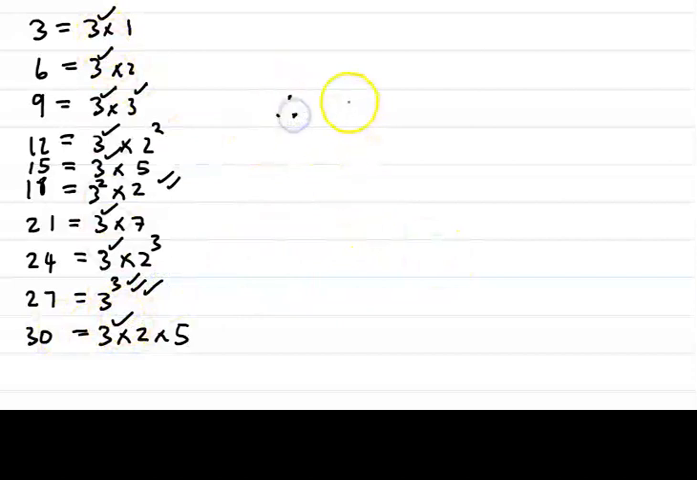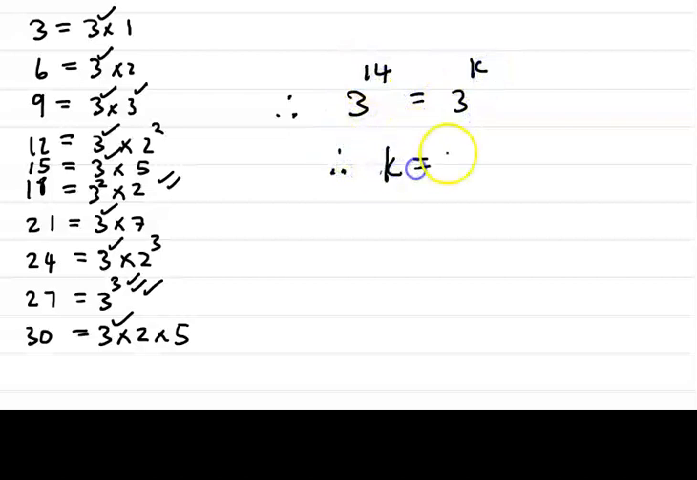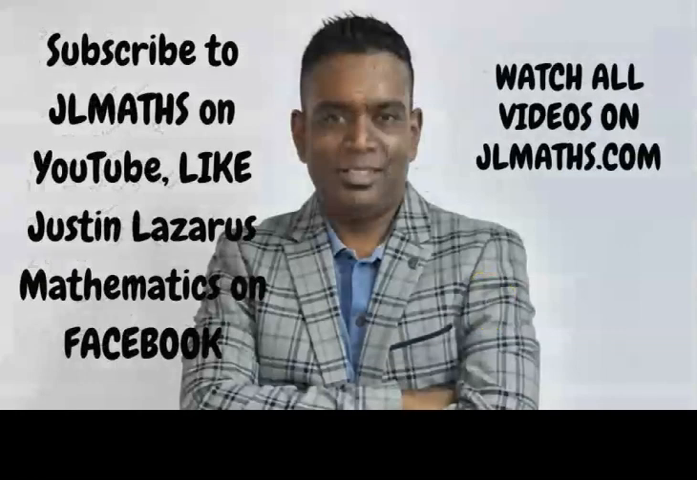Therefore my solution will be as follows. It will be 3 to the 14 equals 3 to the k. Therefore we can conclude that k must equal 14. And learners, that's my solution. k equals 14.